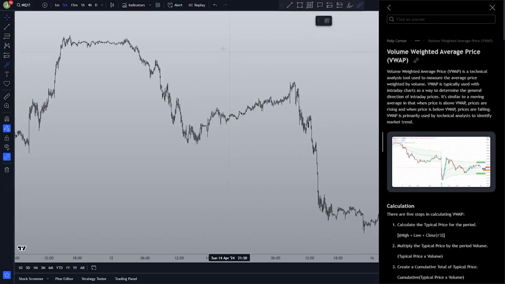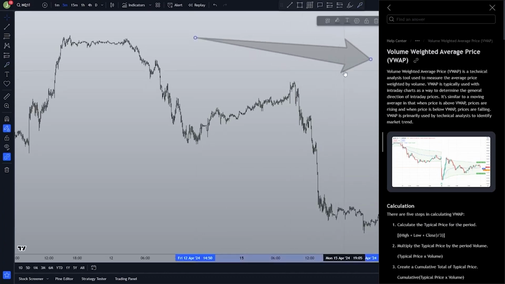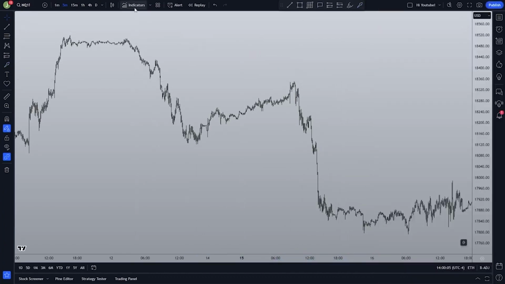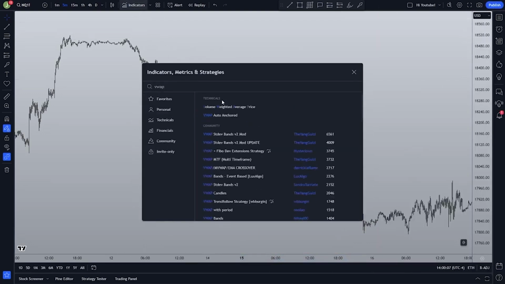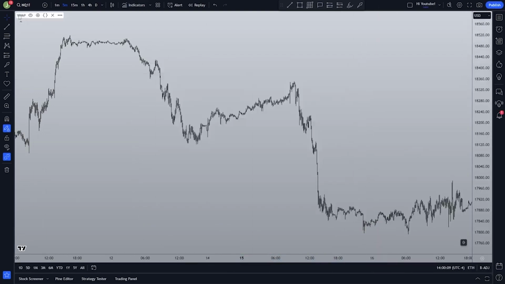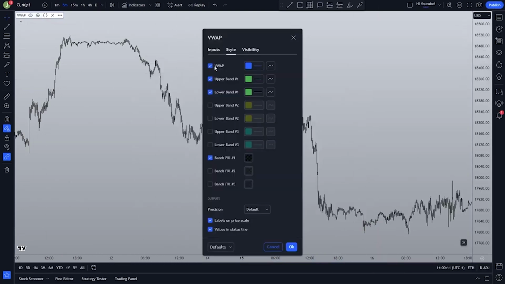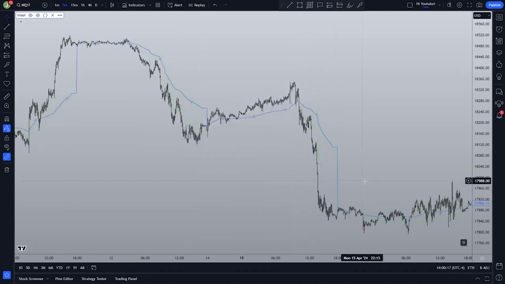VWAP stands for Volume Weighted Average Price, and it's essentially a moving average that uses a formula that involves volume in its weighting. Let's put VWAP on the chart by going up to the Indicators button and typing in VWAP. Now that we've added it to our chart, let's hop into the settings. To make things a little bit easier, let's turn off the upper and lower bands as well as the bands fill. For this example of forming a bias, we're just concerning ourselves with the VWAP itself.